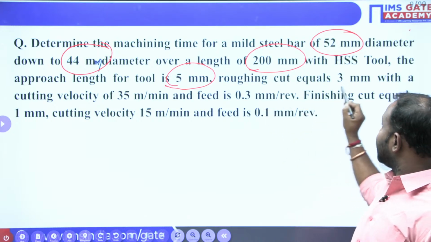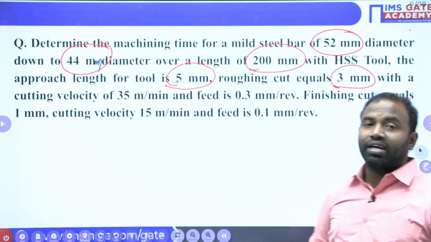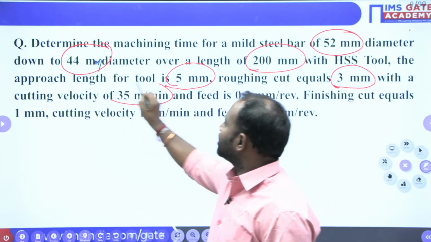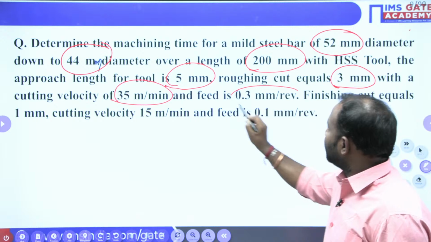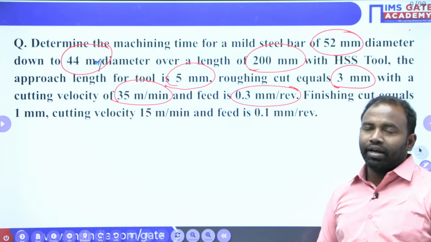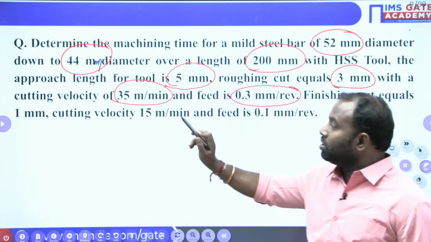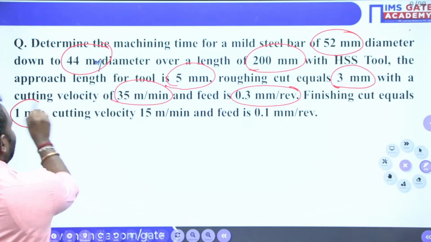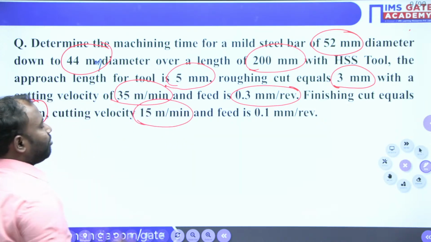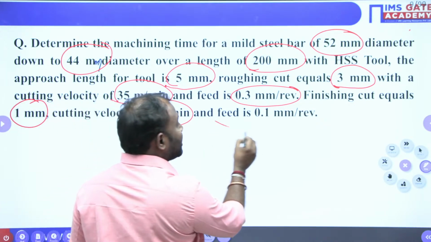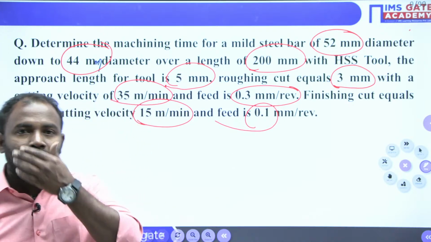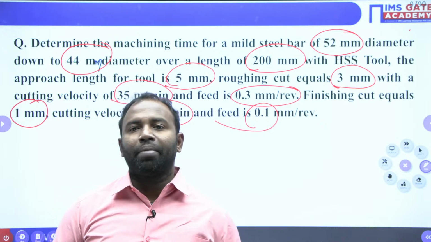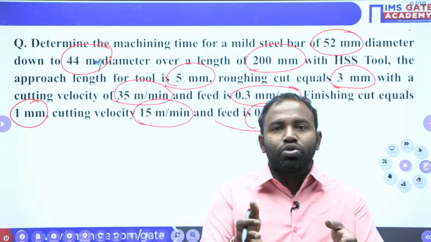Next, the rough cut is equal to 3 mm. That means the depth of cut for the rough cut is 3 mm. Now with a cutting velocity of 35 meters per minute and feed of 0.3 mm per revolution. Next is the finishing cut equal to 1 mm. That means the depth of cut of the finishing cut is 1 mm. Now the cutting velocity for the finishing cut is 15 meters per minute and the finishing cut feed is 0.1 mm per revolution. If you segregate the data properly and understand the problem properly, it will be very useful for you to solve this kind of question.